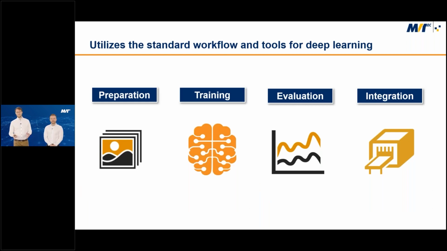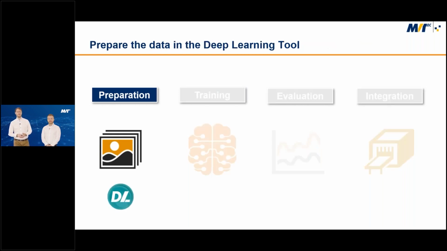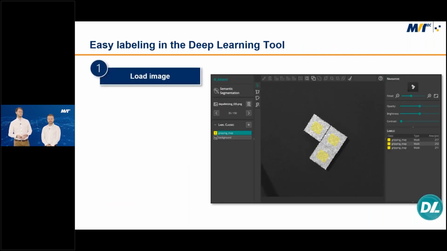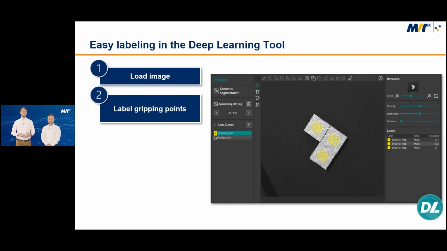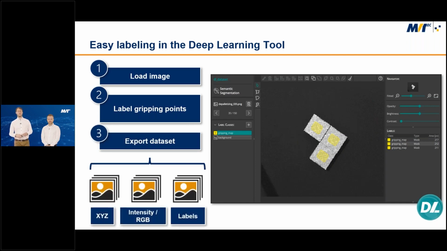Yeah, let's talk about the workflow again. You might be familiar with this slide. Again, it's a deep learning method, so the workflow stays the same. And again, the preparation can be done in our deep learning tool. As Jan said, you just load your image, you label your gripping points with a semantic segmentation map, basically. You only need to label the gripping points on the objects, the rest is background. And then you just export your data set and get your XYZ mapping, intensity, or RGB image, depending on what you have, and of course, your label images.